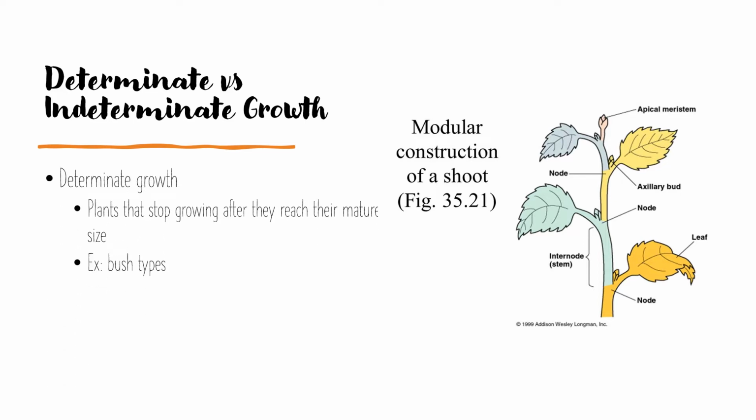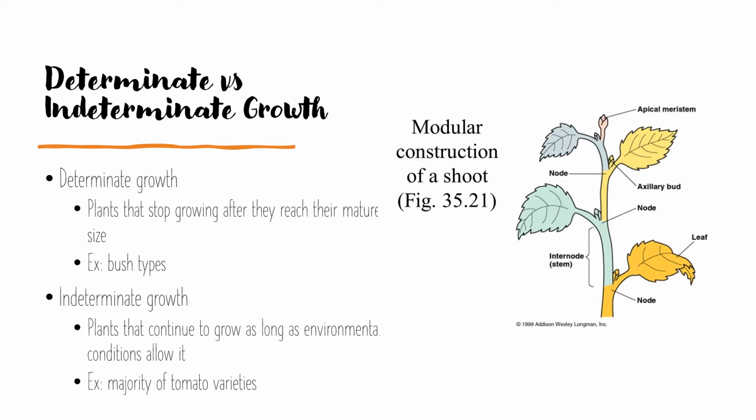Some plants, such as dandelions, have determinate growth, meaning that they stop growing after they reach their mature size. Most plants, however, can grow indefinitely by adding module after module. Think of ivy climbing a building. Such indeterminate growth can continue as long as environmental conditions allow it. An example of indeterminate growth would be a majority of tomato varieties, while most bush-type plants follow determinate growth.